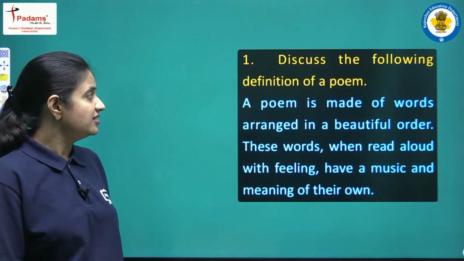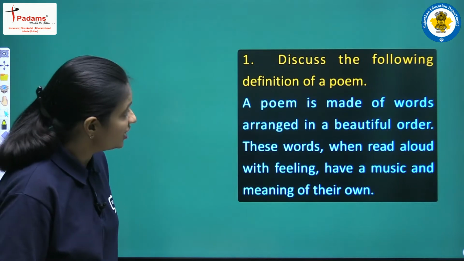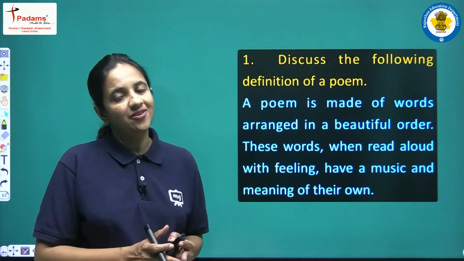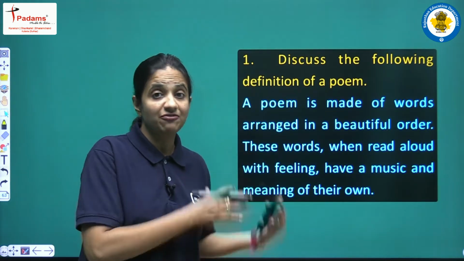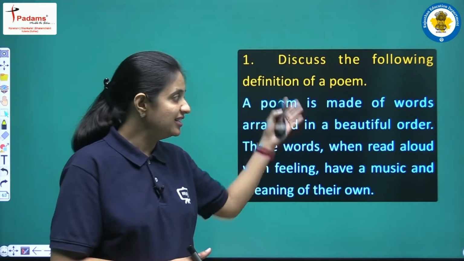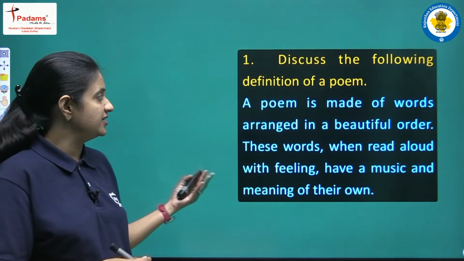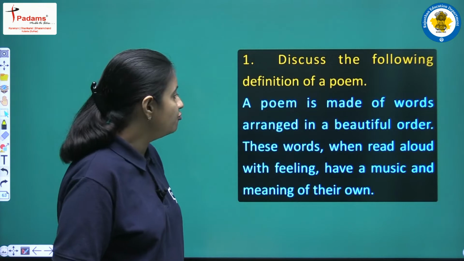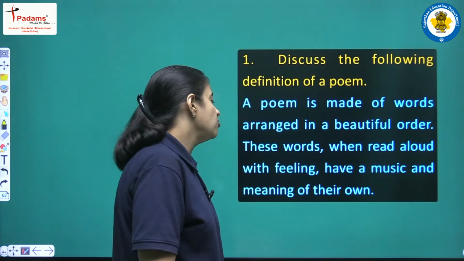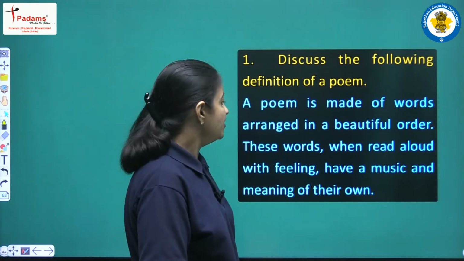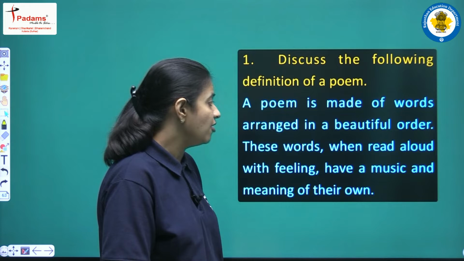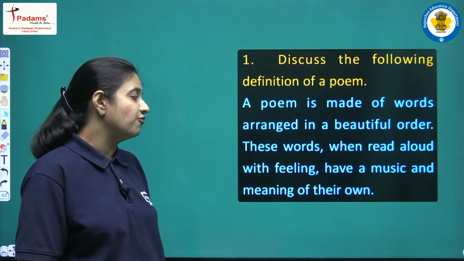The first question is, discuss the following definition of a poem. In this question we have one definition of a poem. We have to read this definition, then we have to discuss it. So let's see. A poem is made of words arranged in a beautiful order. These words, when read aloud with feeling, have a music and meaning of their own.